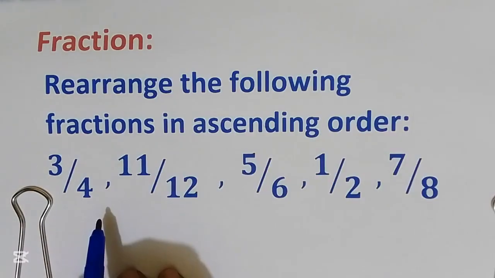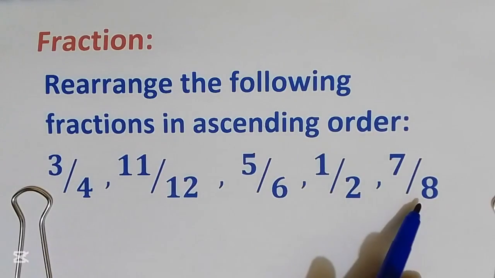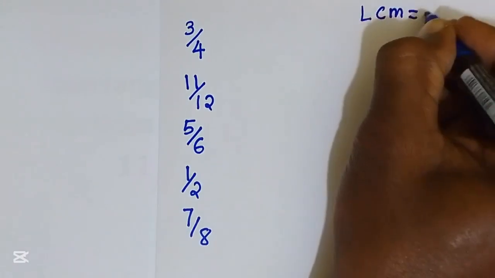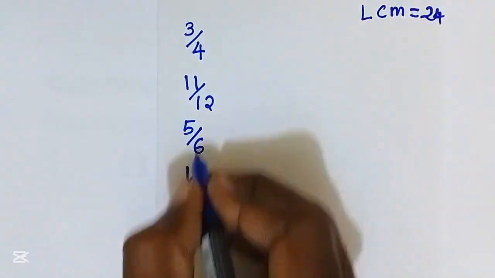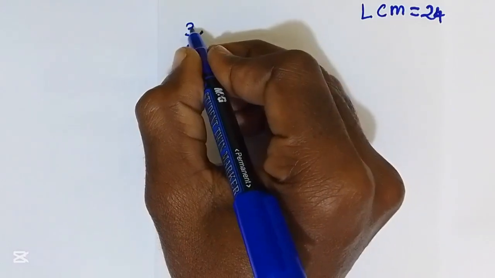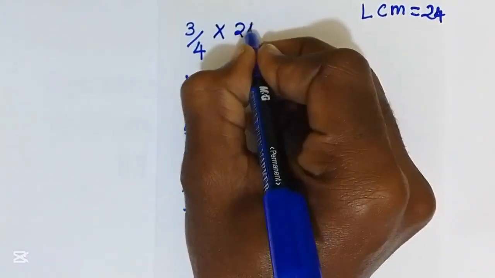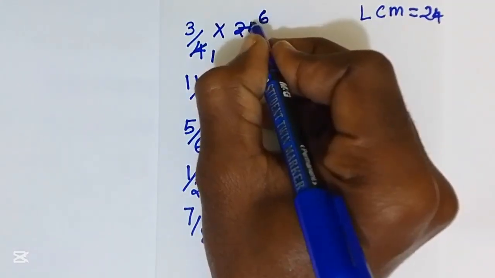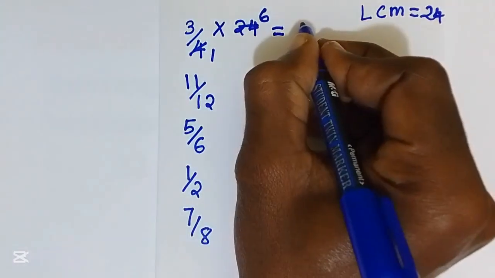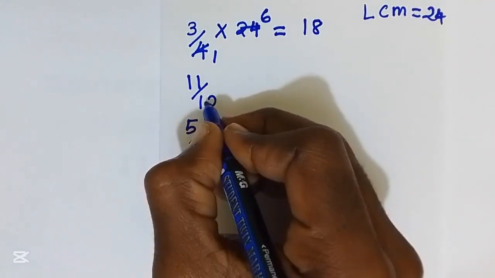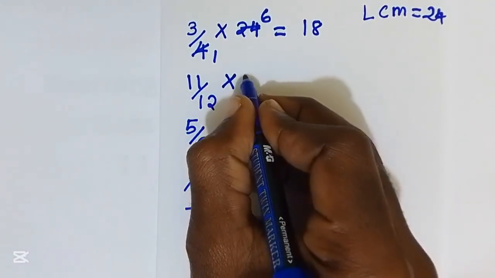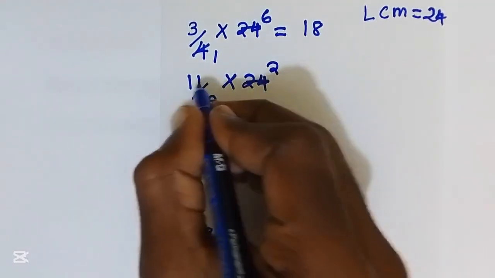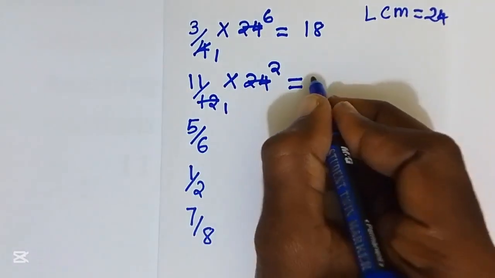Now we are going to multiply each of our fractions by the LCM that we got. Our LCM is 24, so we are going to multiply each of these fractions by 24. 3 over 4 multiplied by 24. By 4, 1. By 4, 6. 3 multiplied by 6, we get 18. 11 over 12 multiplied by 24. By 12, 1. By 12, 2. 11 multiplied by 2, we got 22.